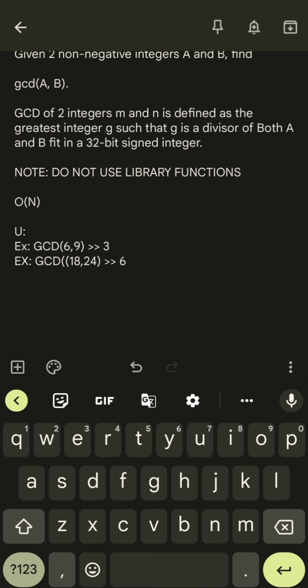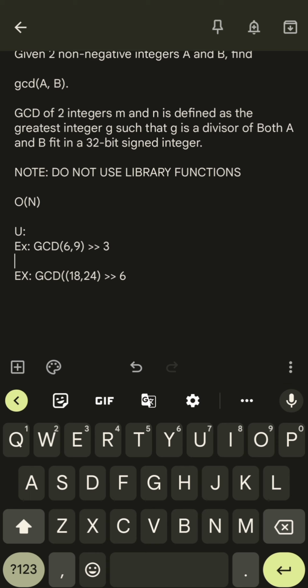Again, looking at our example of the GCD of 6 and 9, 3 is going to evenly divide 6 and evenly divide 9. That's how that goes. For our second case, same thing, 18 and 24. What is the greatest number that can evenly divide both of them? Well, it's going to be 6. To prove that, I have the calculator here to show it.